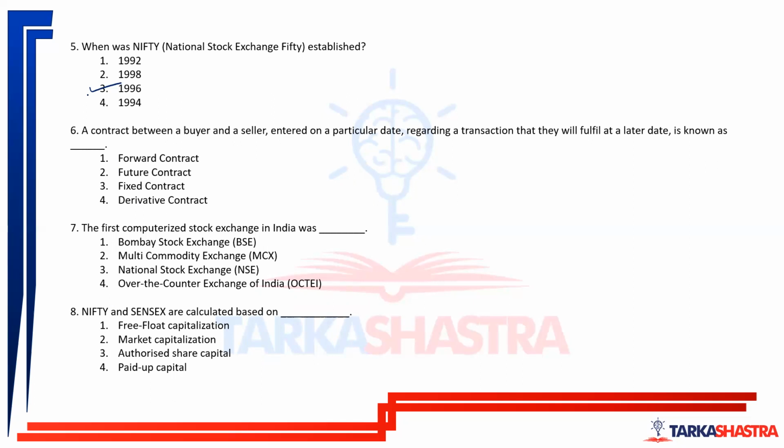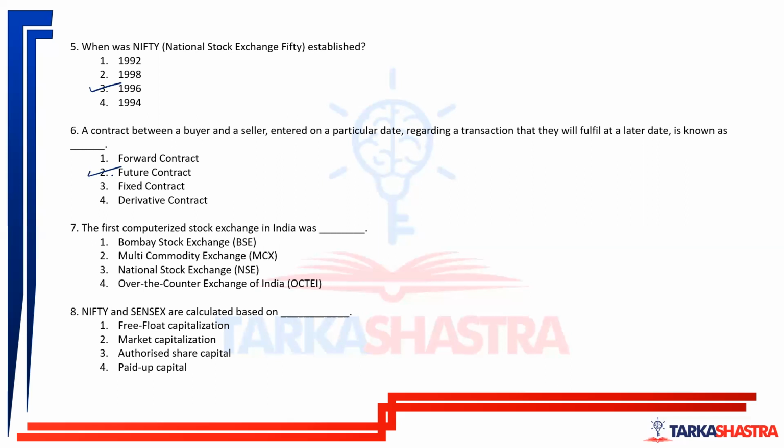A forward contract between a buyer and a seller entered on a particular date regarding a transaction that will be fulfilled at a later date is known as a future contract, right? Future contract means fix the price today, and I will take delivery after 2 months. That is your future contract in simple terms. Suppose the price of onion is 100 rupees per kilo. Fix the price today at 100 rupees per kilo, and I will take delivery after 2 months. Even if the price is 80 then, I will pay 100, and if it is 120, I will still pay 100.